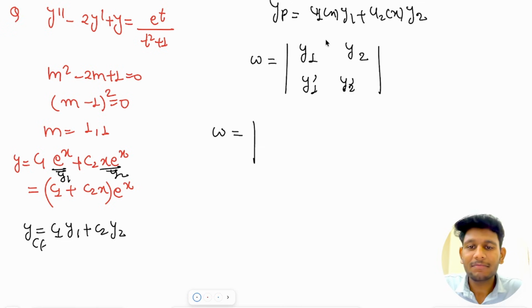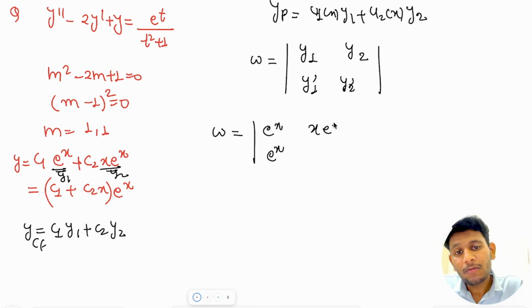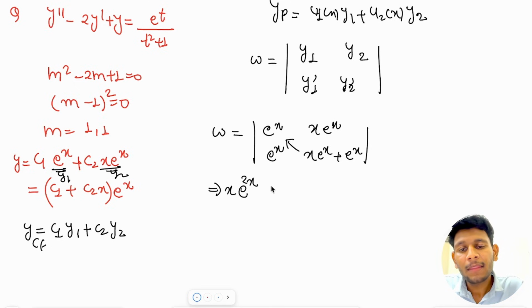I'm just pronouncing it u, it's not u, it's y. Anyway, so it is your e to the power x, because the derivative is e to the power x. It is x e to the power x. What's the derivative? x e to the power x plus e to the power x. Now you just multiply, then it is basically 2x. You just multiply this thing, plus e to the power 2x minus x e to the power 2x. This and this will get cancelled, so your Wronskian will be e to the power 2x.